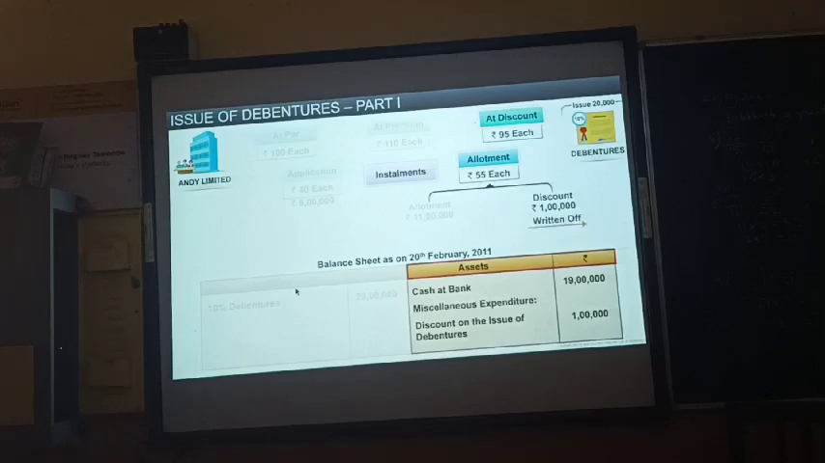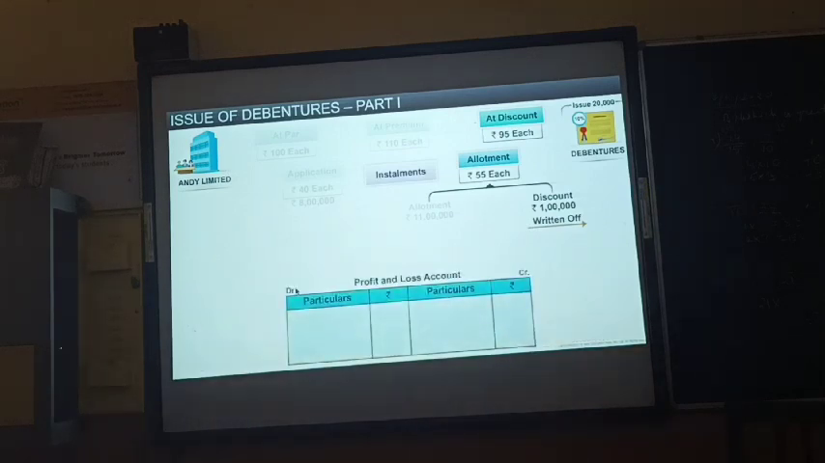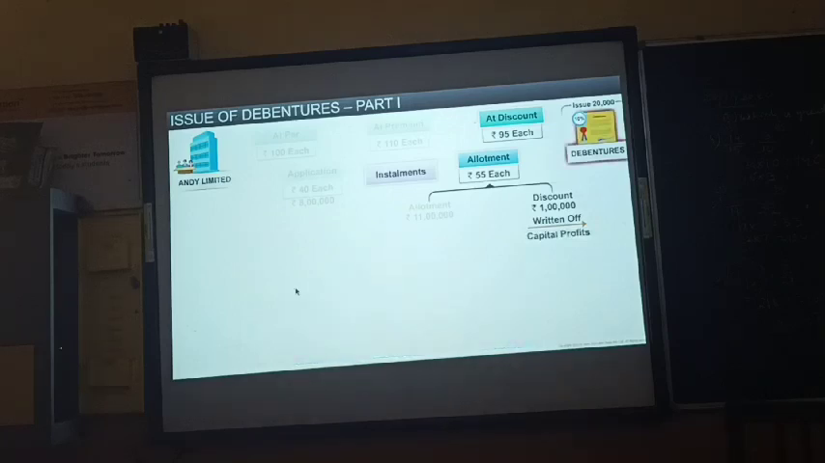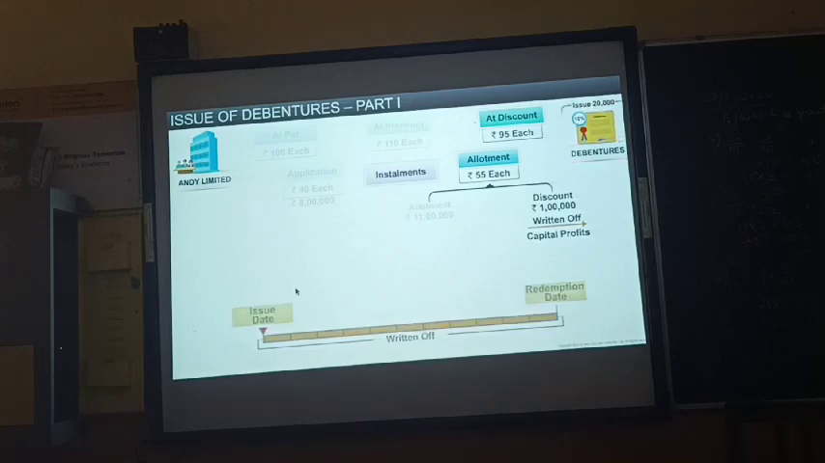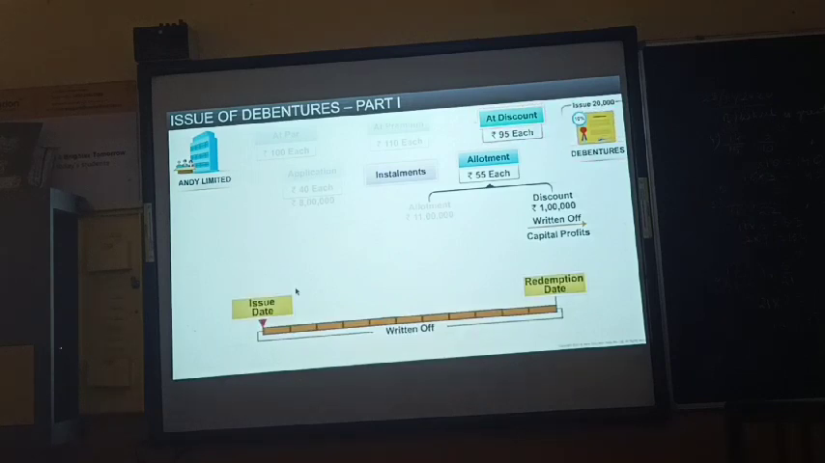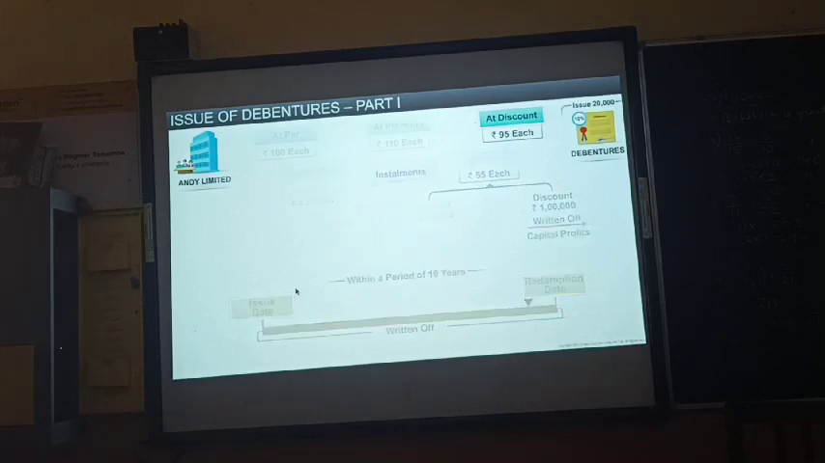This discount is written off over a period of time, usually by debiting the profit and loss account. As this discount is a capital loss, it can be written off from the capital profits of the company during the lifetime of the debentures. This means that if the debentures are issued for 10 years, the amount of discount is to be written off within this period of 10 years.